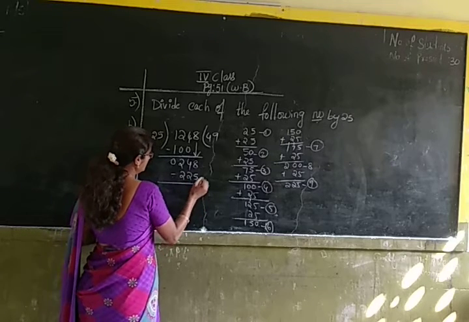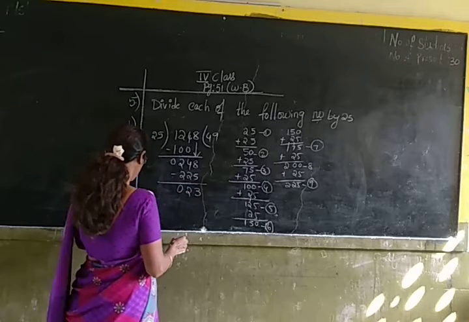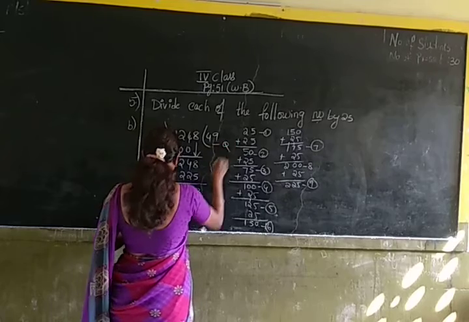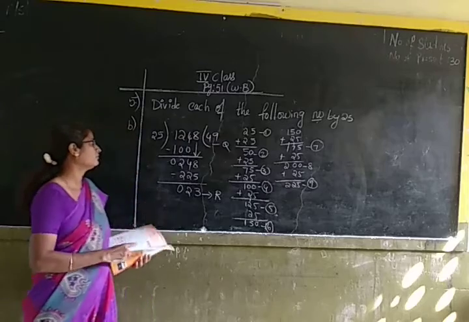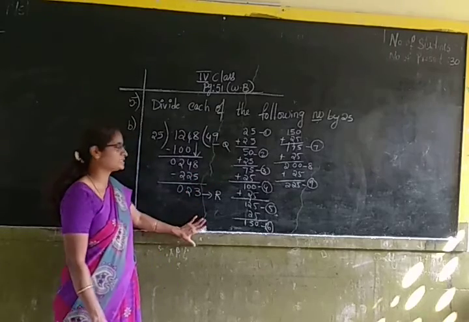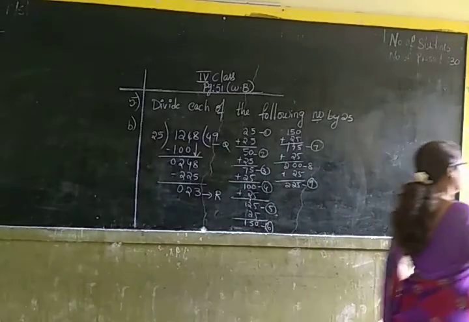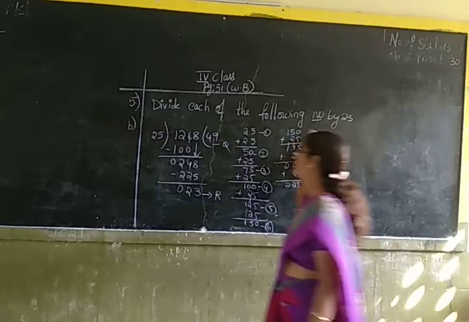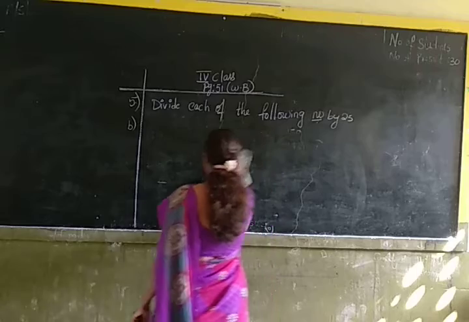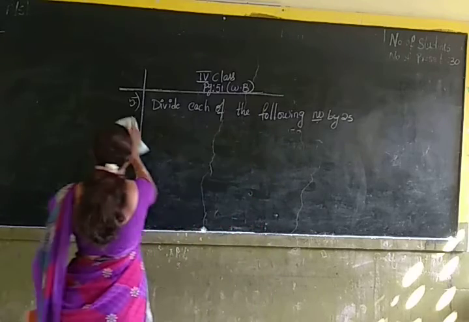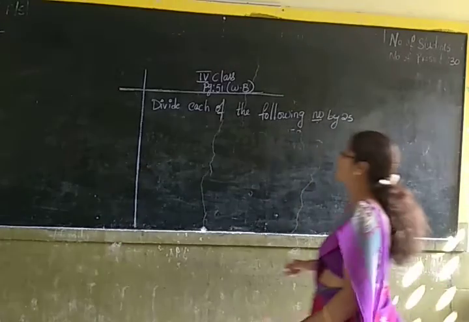8 minus 5 is 3. 4 minus 2 is 2. 2 minus 2 is 0. So here 49 is the quotient and 23 is the remainder. Okay children? You do the C sum for homework. Now let us do the sixth sum.